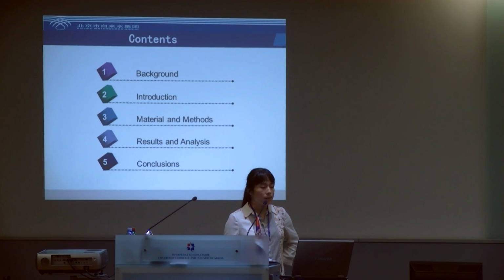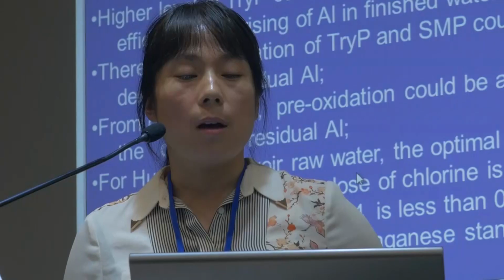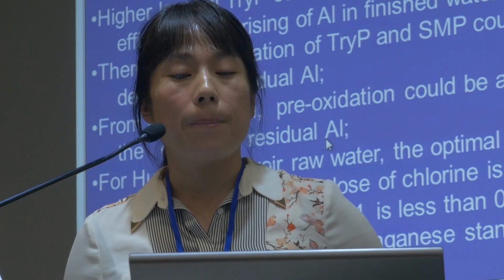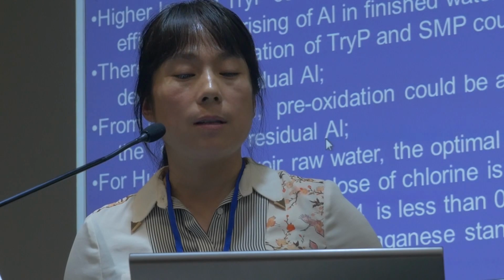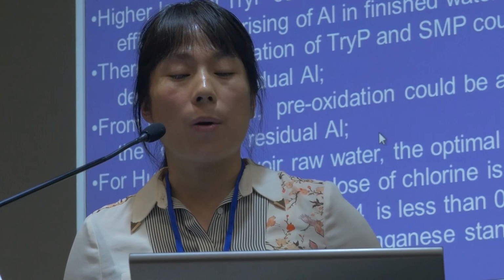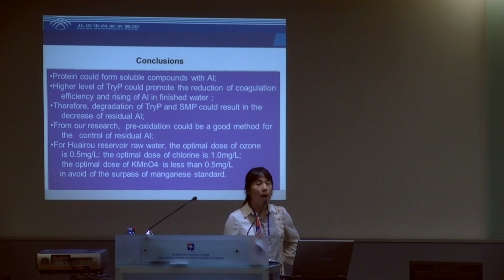And then the conclusions. From others' research, protein could form soluble compounds with aluminum, and water with a high level of protein could promote the reduction of coagulation efficiency and the rising of aluminum in finished water. Therefore, degradation of protein and SMP could result in the decrease of residual aluminum. From our research, pre-oxidation could be a good method for the control of residual aluminum.